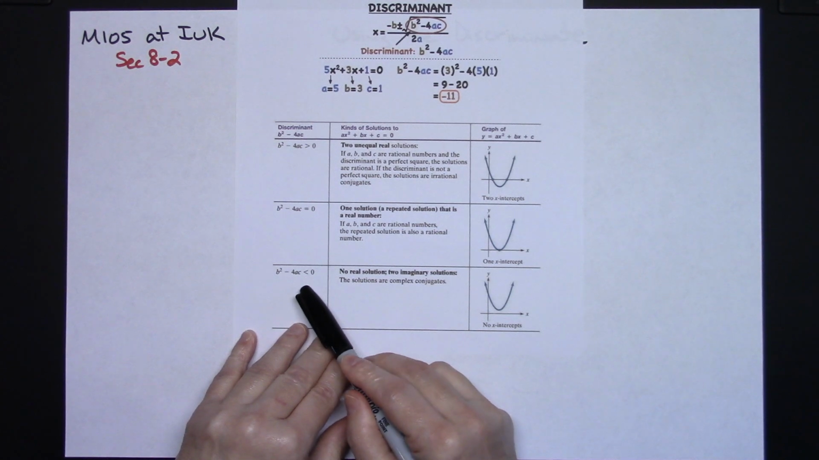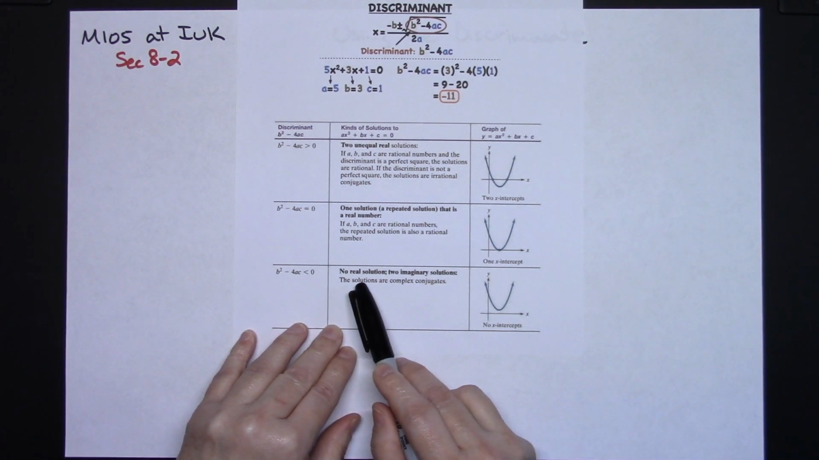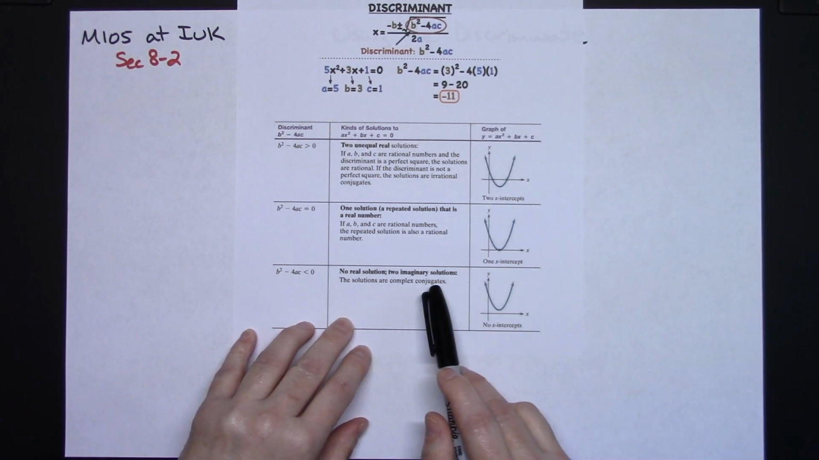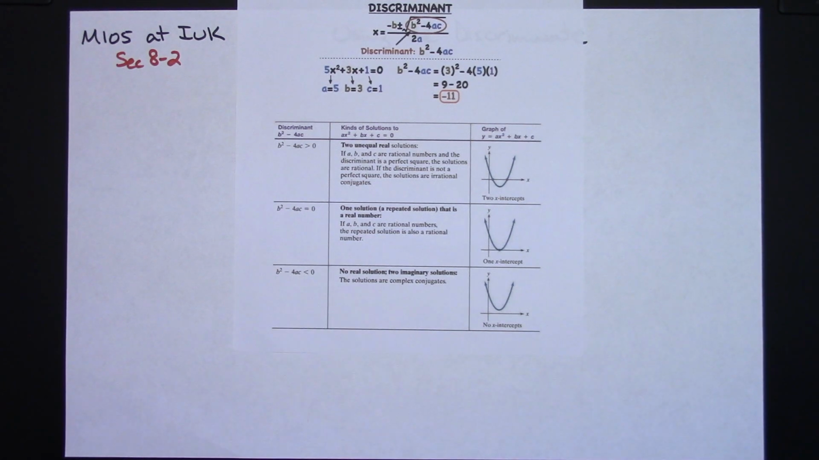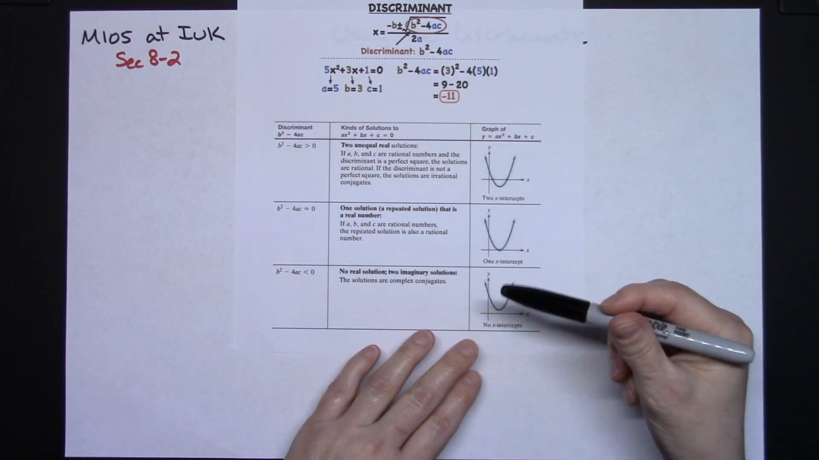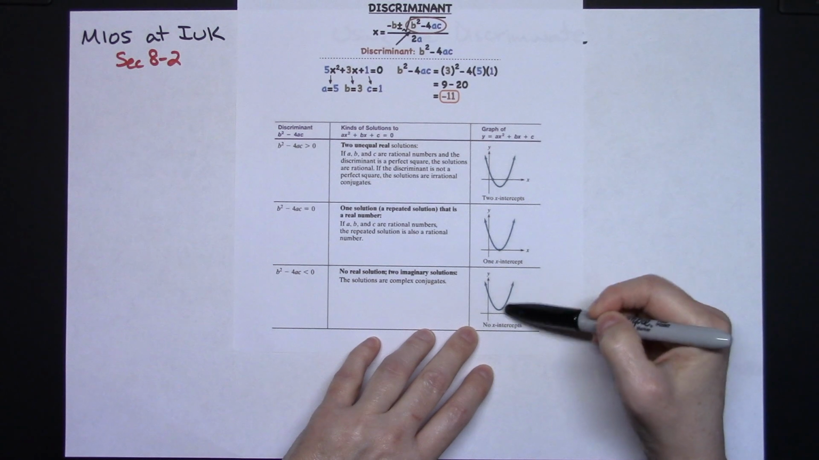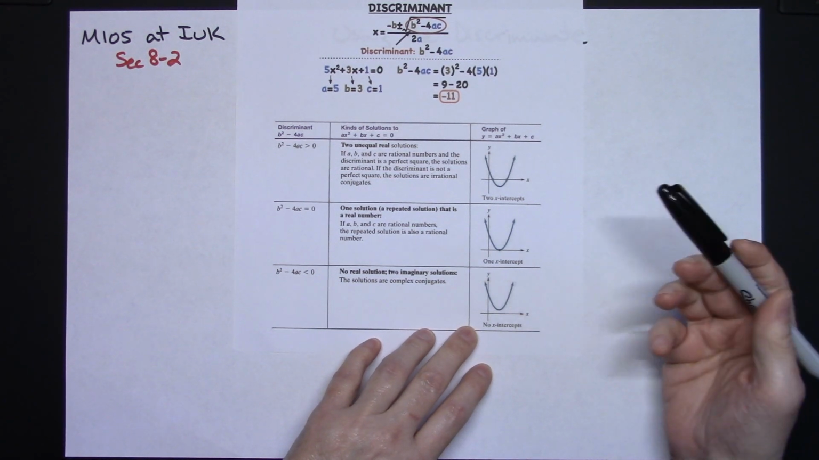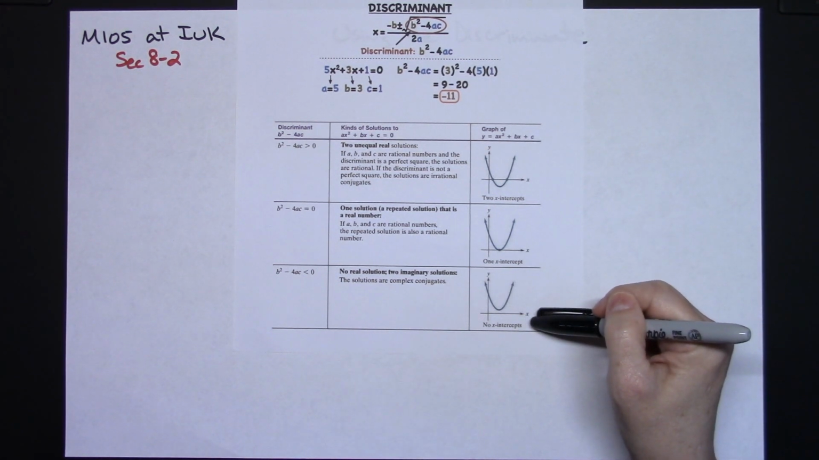And then if the discriminant is less than 0, you are going to have no real solutions. You'll have two imaginary solutions, and the solutions are complex conjugates. So your parabola is going to look like this. It's not going to cross that x-axis at all. You're not going to have any x-intercepts. So no real solutions, just your imaginary ones.